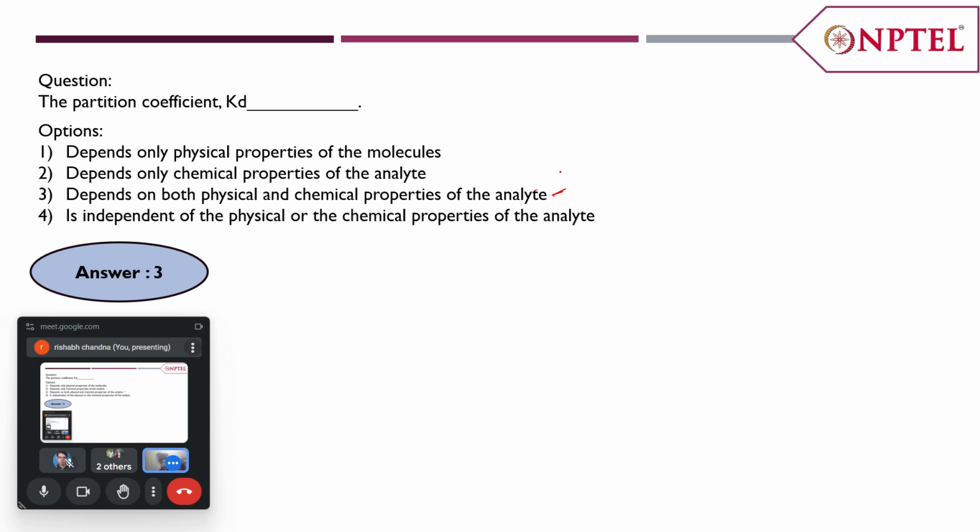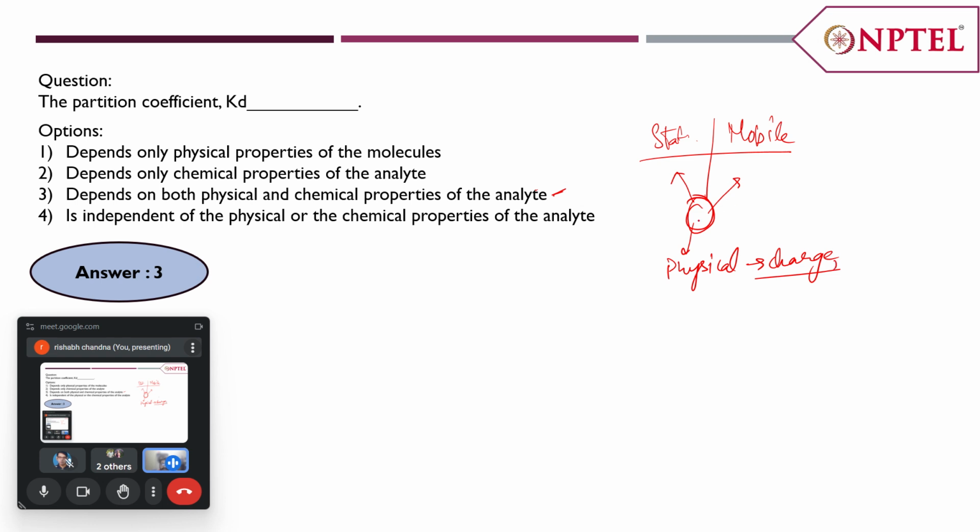So whenever we are studying the partition coefficient of a particular analyte, for example, we have two phases, that is the stationary phase and the mobile phase. So in this particular context, we'll see whether the analyte has attraction towards the stationary phase or the mobile phase. Okay, so in that case, we consider the physical properties, for example, charge. Okay, then if it has some hydrophobic patches on it, or it can be dissolved in a polar solvent, that represents its chemical properties.